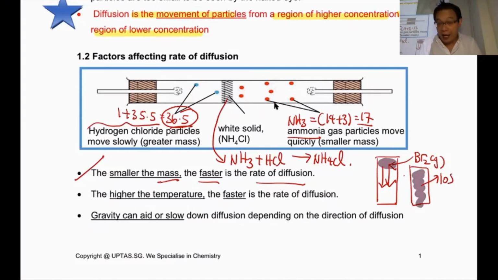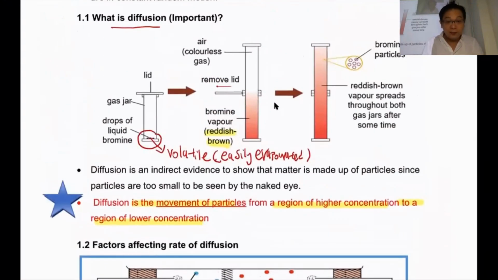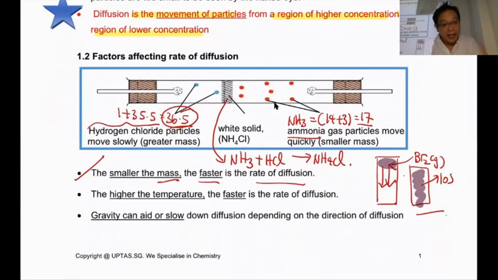But let's compare upwards. Take a look on top. Now the bromine is at the bottom. For it to travel all the way up, I think it's going to take a longer time because this is against the direction of gravity. Can you see that? So maybe for them to travel throughout this whole gas jar, instead of the original 10 seconds, it'll take about 1 minute. This is what I mean by against the direction of gravity, and this is what I mean by with the aid of gravity. That depends on which direction you're looking at. Okay, that is very important.